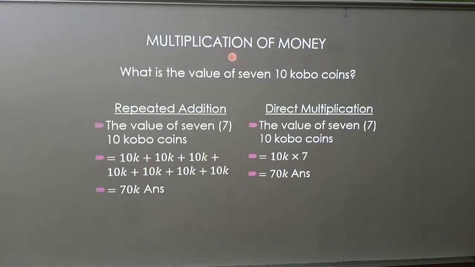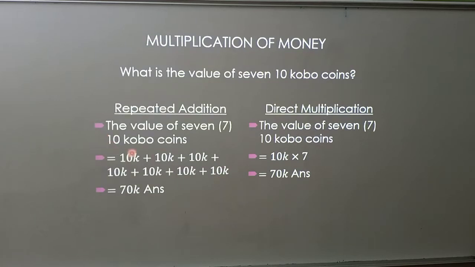Okay, so first things first, we are going to learn multiplication of money with a question. What is the value of 7 10 kobo coins? We can do this by repeated addition or direct multiplication. Using repeated addition, first by stating the problem, the value of 7 10 kobo coins is equal to 10 kobo plus 10 kobo plus 10 kobo plus 10 kobo plus 10 kobo plus 10 kobo plus 10 kobo.